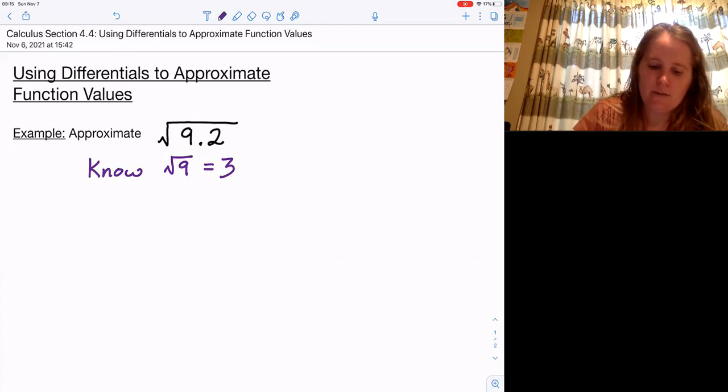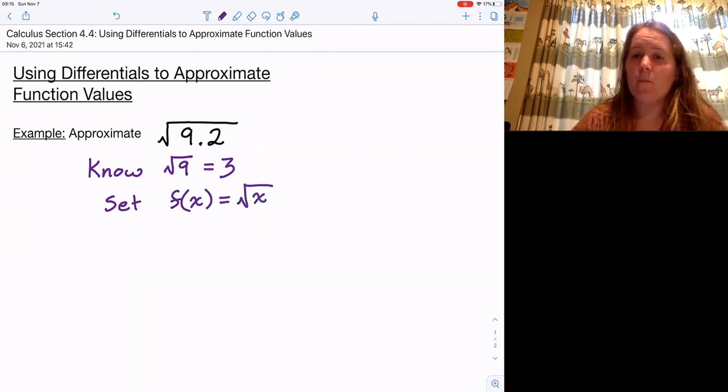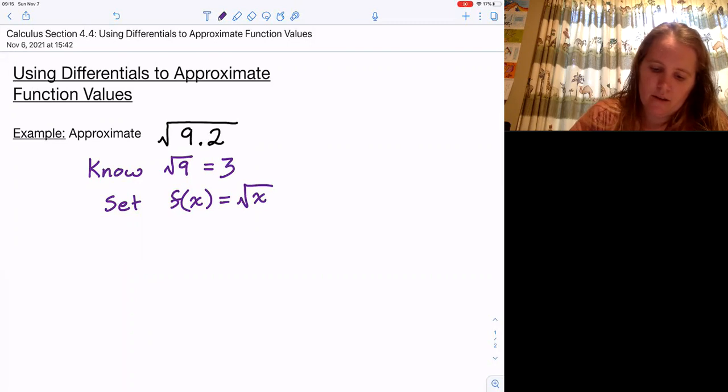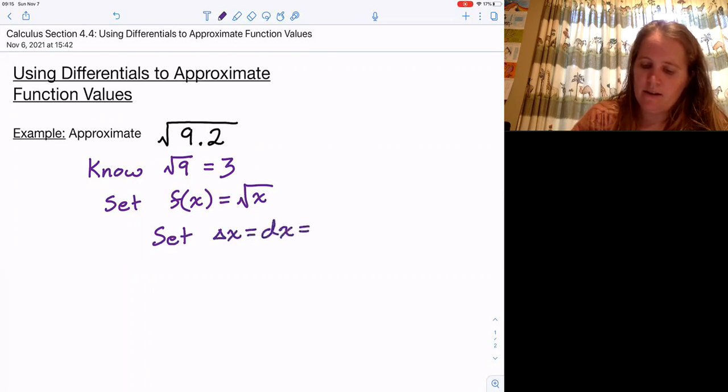And so what we're going to do is set f of x equal to the square root of x. And then we're working with x equals 9, and then we have a change in x of 0.2. So we're going to set change in x, which is our dx, equal to 9.2 minus 9, otherwise known as 0.2.